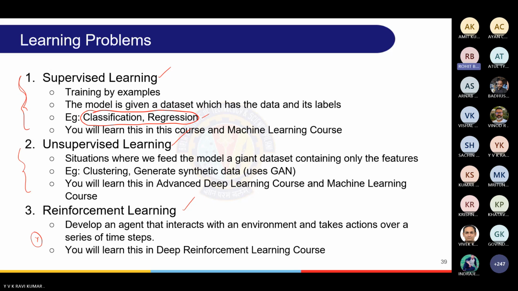Regression is where we are trying to find a value from the given set, and classification is how we classify things, like if it is a cat or dog. Regression is predicting a value. Classification will have a categorical output, whereas regression will have a numerical output.